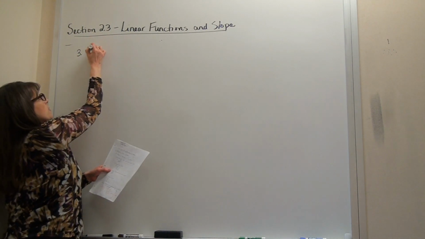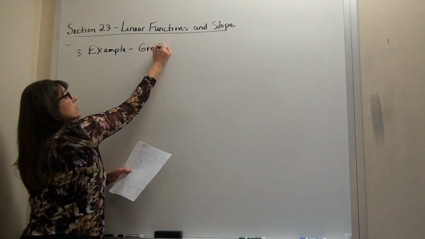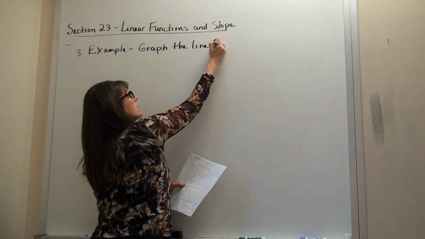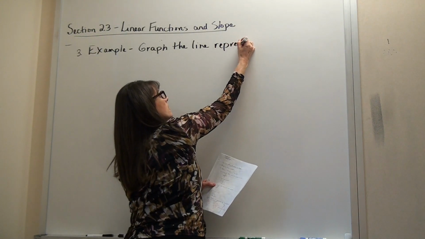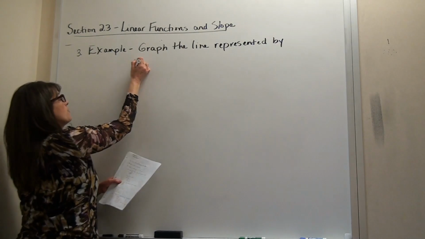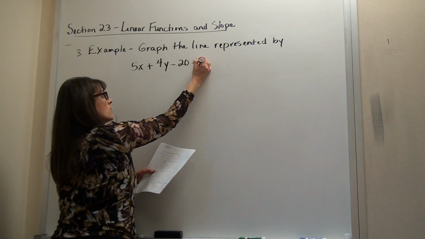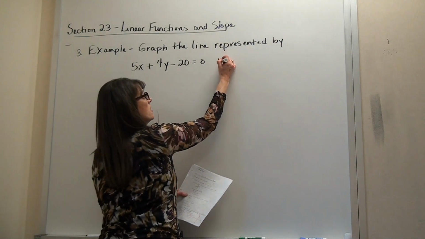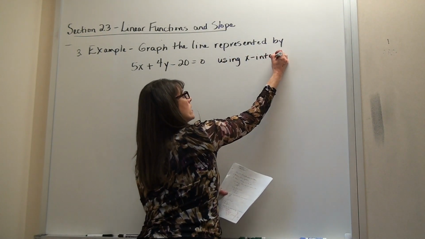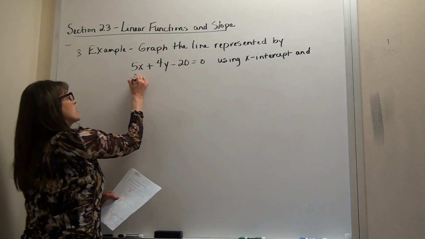So in this example, what we are told to do is graph the line represented by the equation 5x plus 4y minus 20 equals 0, and we want to graph it using our X-intercepts and Y-intercepts.